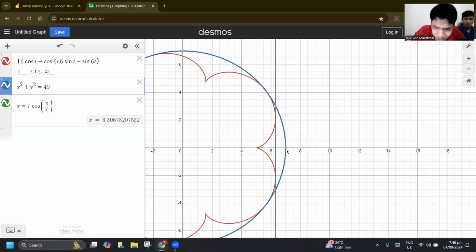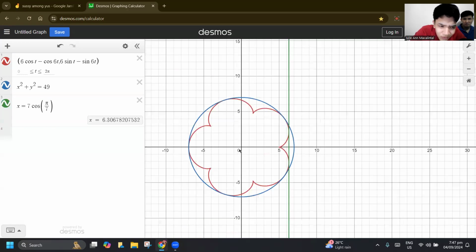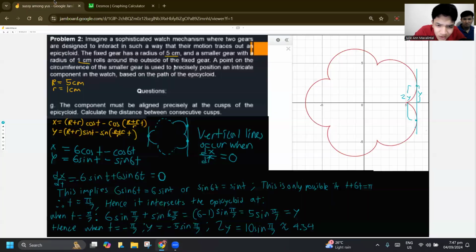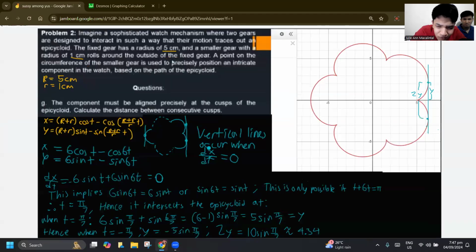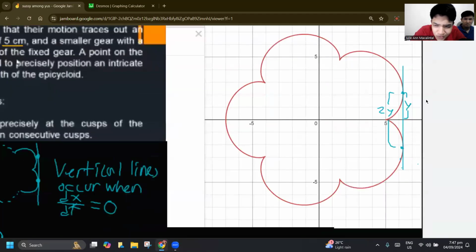So this point on the circle is clearly not here. They're not the same point, so it needs to be calculated. Anyway, how to solve that? Maybe we could use the derivative.